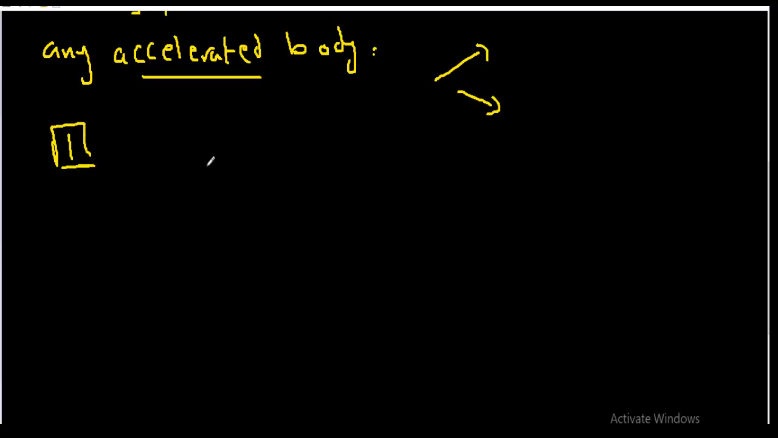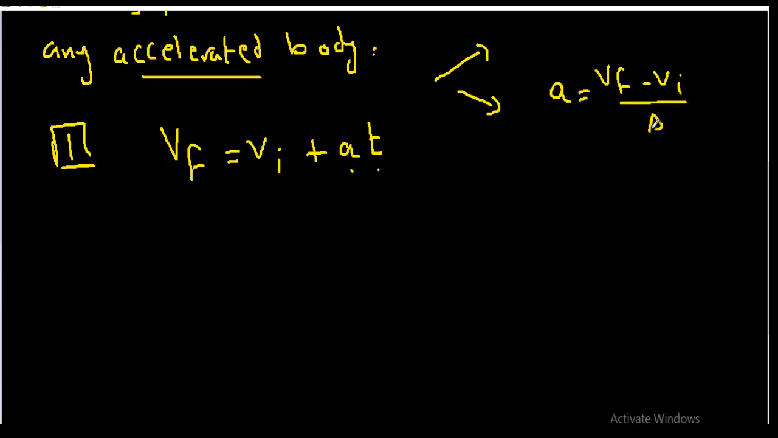First equation says that Vf equals Vi plus At. At means acceleration times the time. And this equation is derived from this relation, a equals Vf minus Vi over delta t. A times t means At. Negative Vi will go to the other side with the opposite sign, which is positive, and Vf will be there.